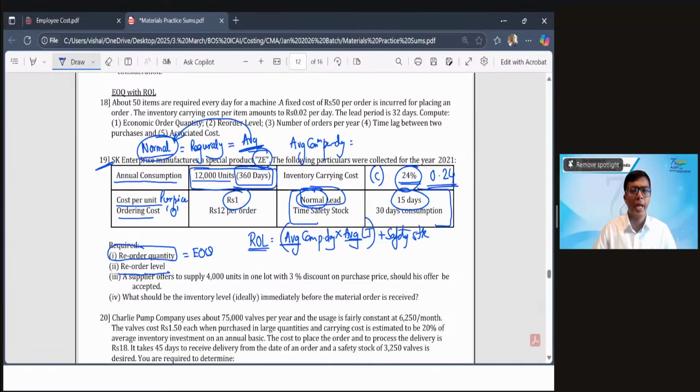It will be my annual consumption. How much do I consume in a year? 12,000 units. And the year is of 360 days. So you can find out your per day consumption. Tell me students, how much it is.